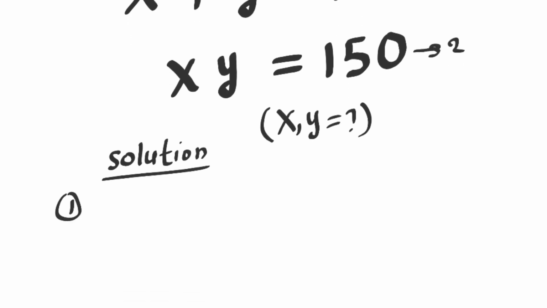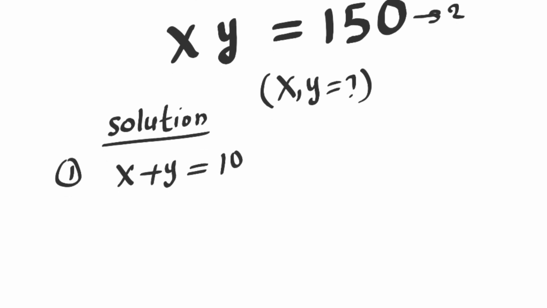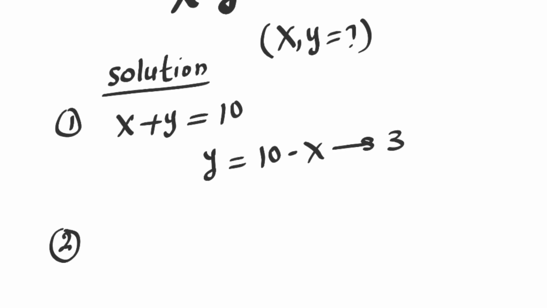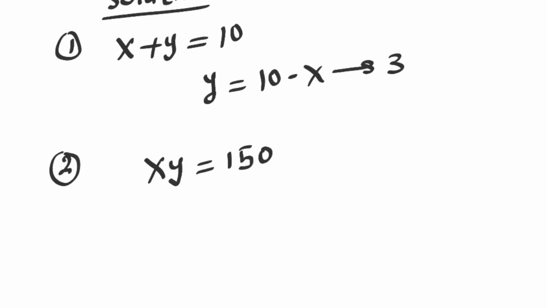Now from equation 1, x plus y is equal to 10. Let us make y the subject of the formula. y is equal to 10 minus x. Let us call this equation 3. From equation 2, xy is equal to 150. Now let us substitute for y, which is 10 minus x. x bracket 10 minus x is equal to 150.